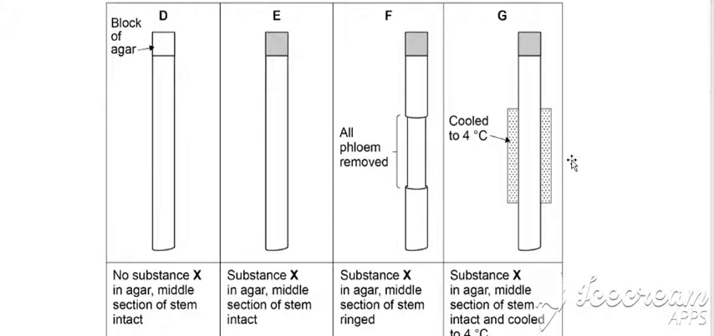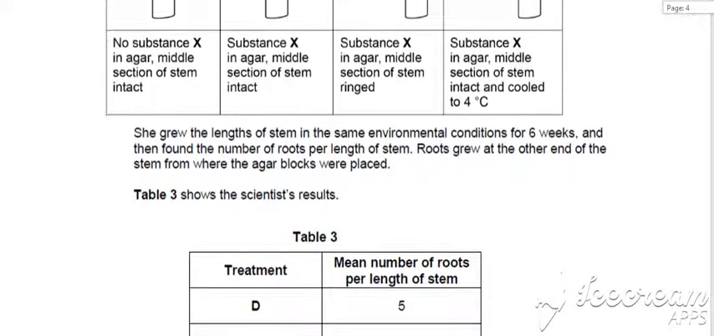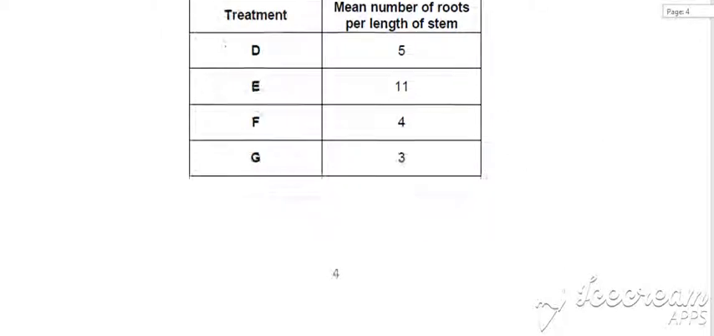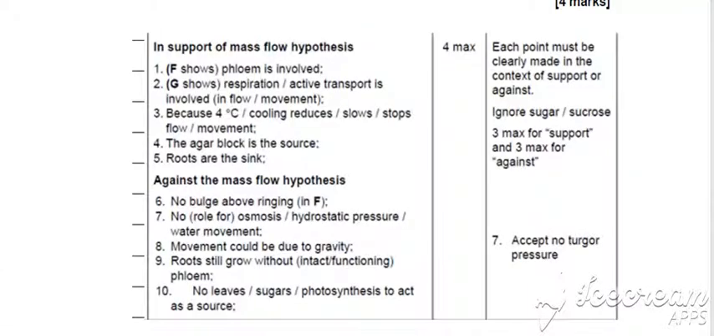There's also the idea that the roots are grown without the phloem. Even with F, when the phloem has been interrupted, it does still have a 4 for the mean number of roots grown per stem. So there's also no leaves or no sugars, and there's no photosynthesis going on in this experiment.